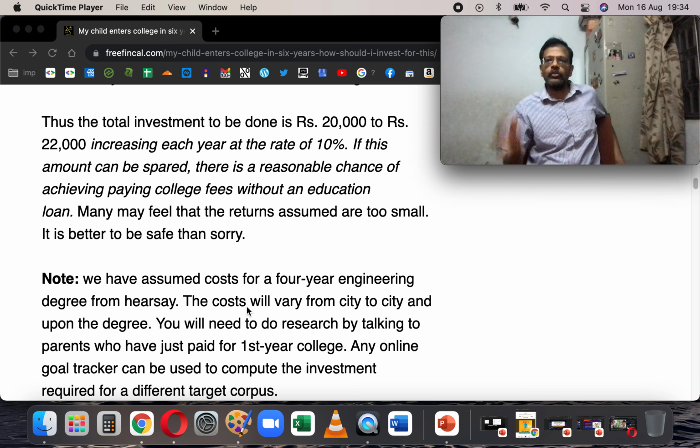Always be talking to parents and find out. Have a notebook, and note down that this parent has enrolled their child in this degree in this place for this much amount, and the year and so on. Have that log. It will make a big difference to you when your own child enters college.